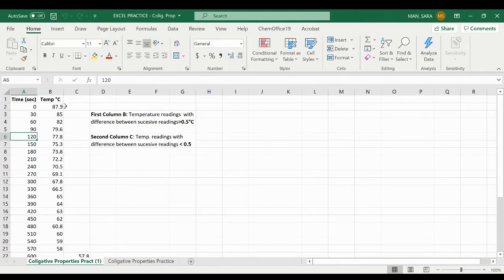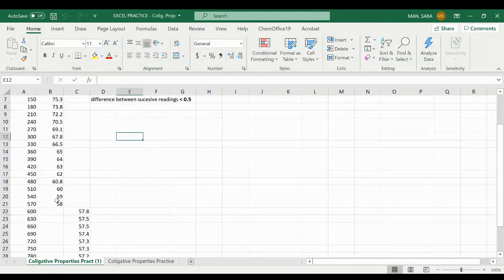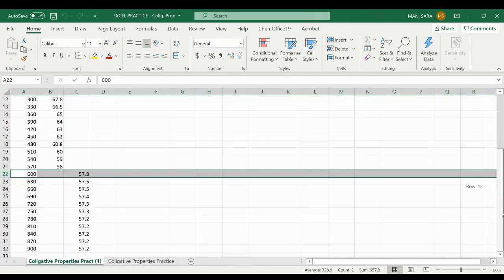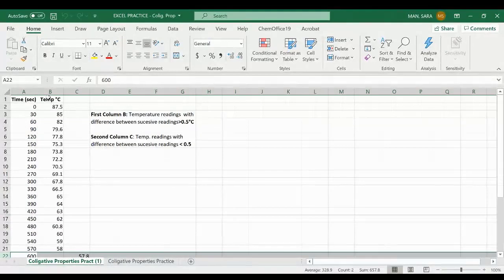And you are going to be given this data. The only thing I did is look at that. Column B has the temperature as long as the difference between two temperatures is greater than 0.5. But now at 600, as you see here, the difference in temperature is lower than 0.5. It's starting to cool much slower. So then I started column C. I will show you now.